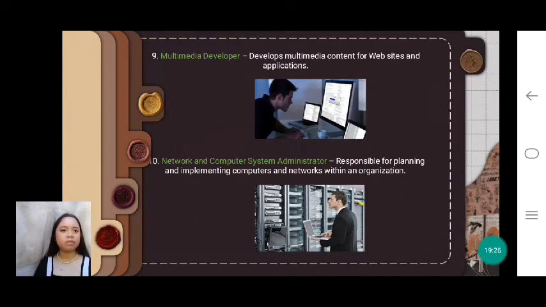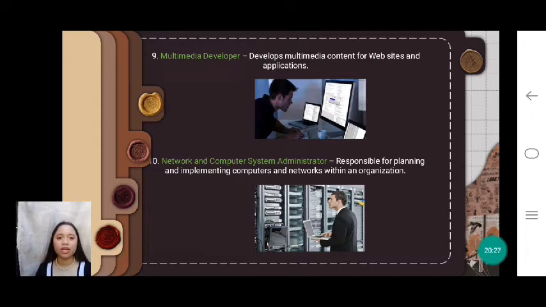So here is the number 9, the multimedia developer. Develops multimedia content for websites and applications. So they are the ones who develop multimedia content for websites and applications. For example, like gaming apps, they are the ones who make graphics or animations to develop those games. That's their work. Also, the multimedia developer is the one who designs, creates, manipulates, and tailors graphics, images, sound, video, and text to create integrated multimedia programs. So that's the work of a multimedia developer.